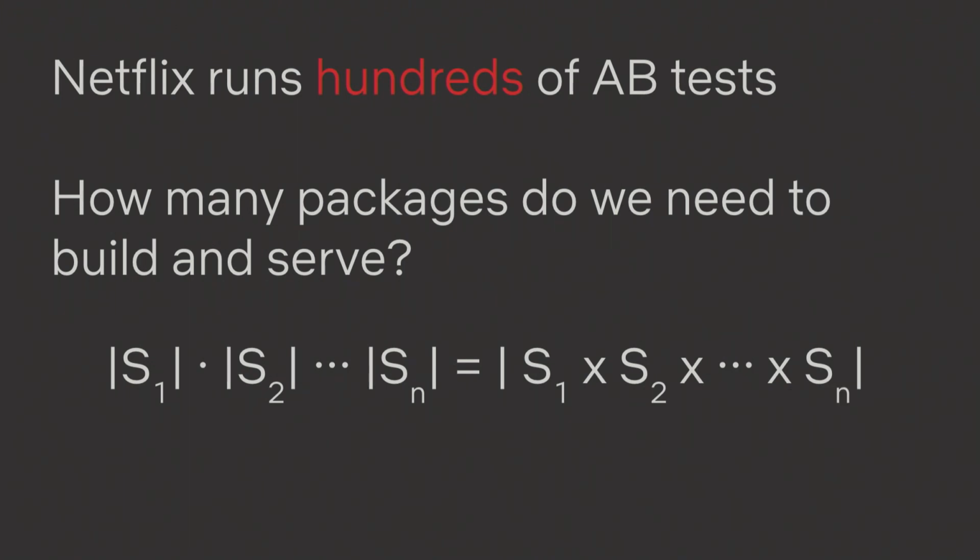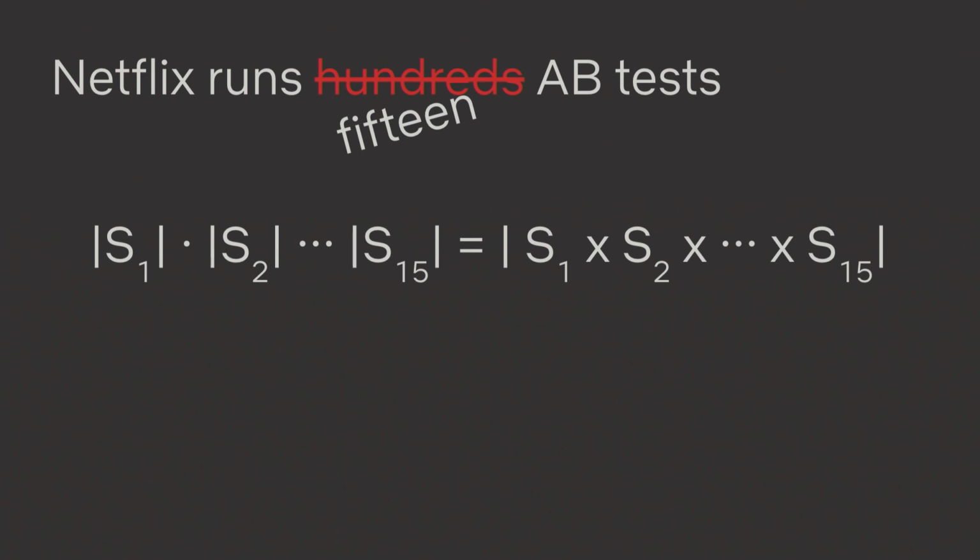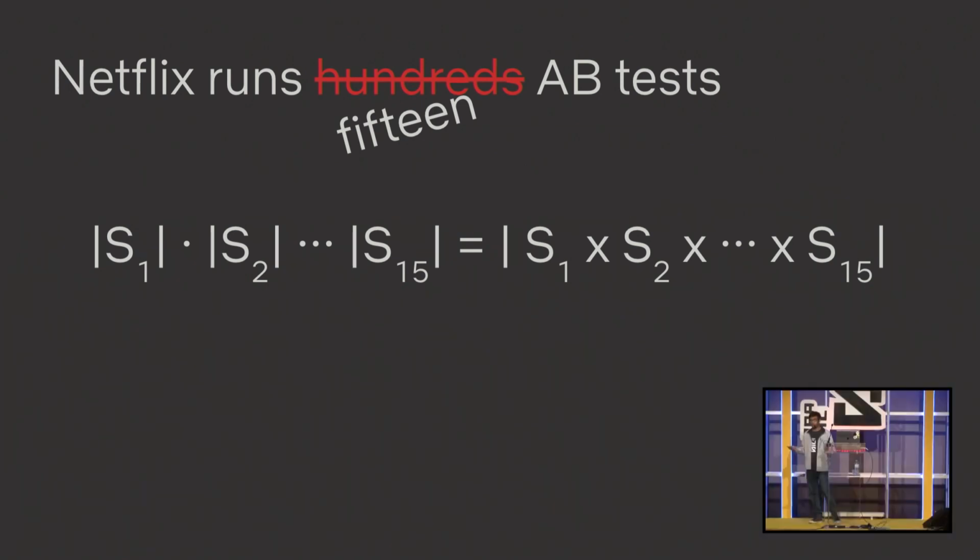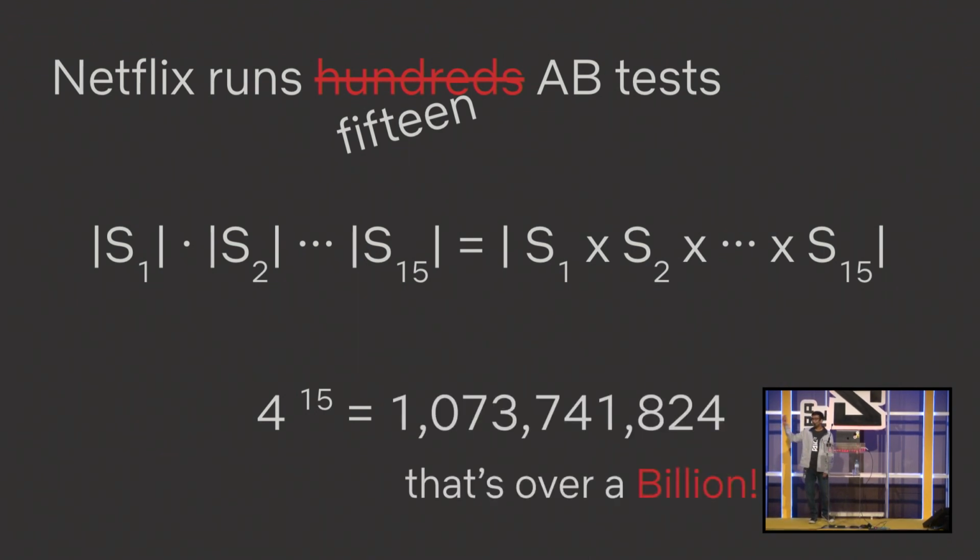Let's simplify this a little further. Let's assume we only have 15 A/B tests, and these 15 A/B tests have 4 variations each. What that means is it's 4 times 4 times 4, 15 times. So that's 4 to the power 15. Any guesses what this number would be? Well, that's over 1 billion. So with just 15 A/B tests, we are talking about serving a billion different combinations of packages.